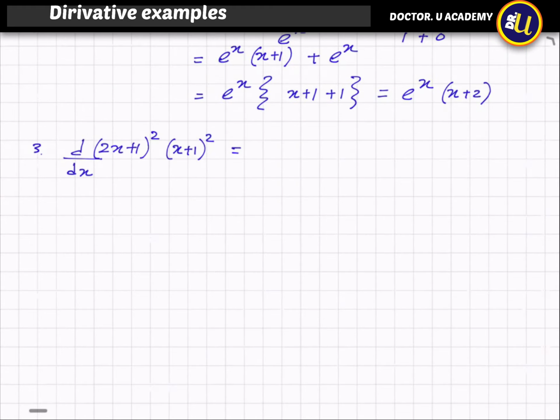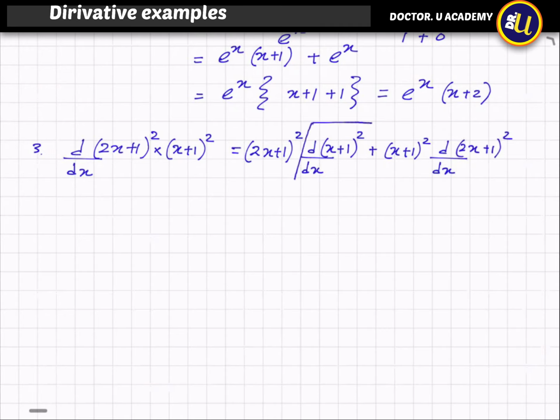Okay, so in this question, again you have two functions, so we will apply the product rule. So that would be (2x plus 1) squared times d/dx of (x plus 1) squared, plus (x plus 1) squared times d/dx of (2x plus 1) squared. Now there is an easy way that we can do this, but for now I will expand it.